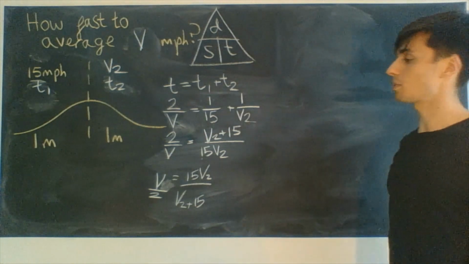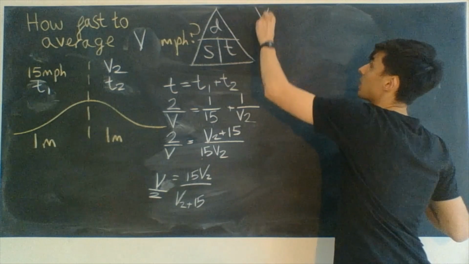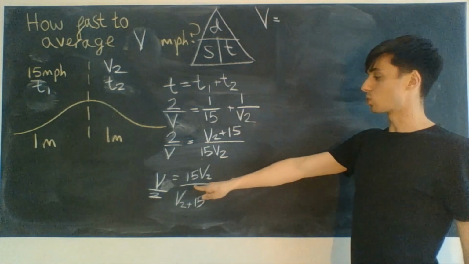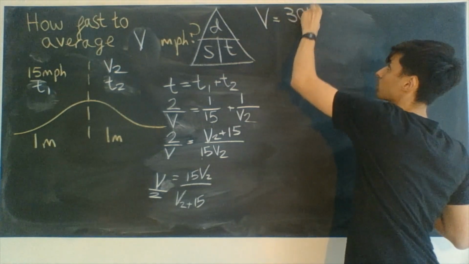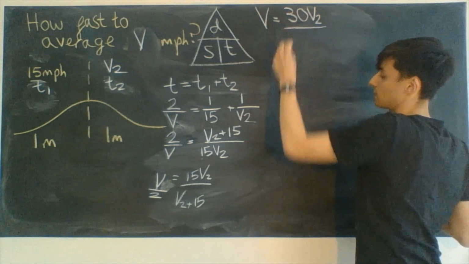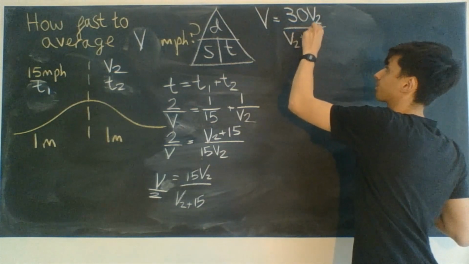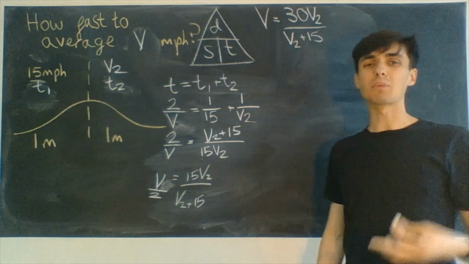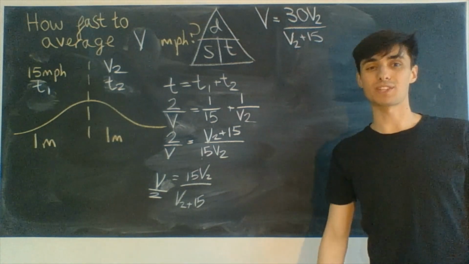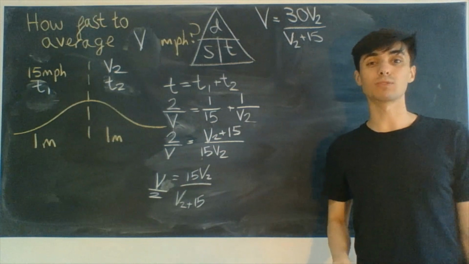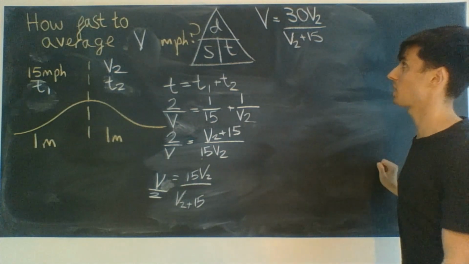Moving over to the top here then, let's get rid of this 2 on the bottom to just have v equals 30v2, because we've multiplied everything out by 2, 30v2 over v2 plus 15. Okay, well that's quite nice, but actually we quite like v2 to be the subject. It's going to be more helpful for us later.